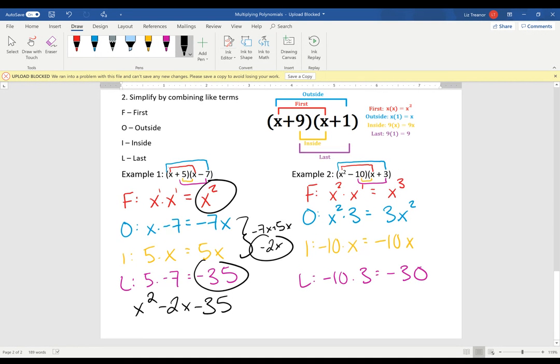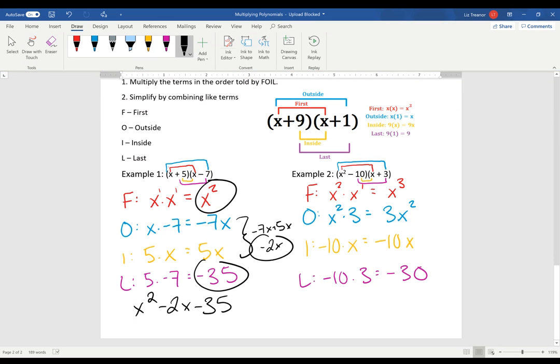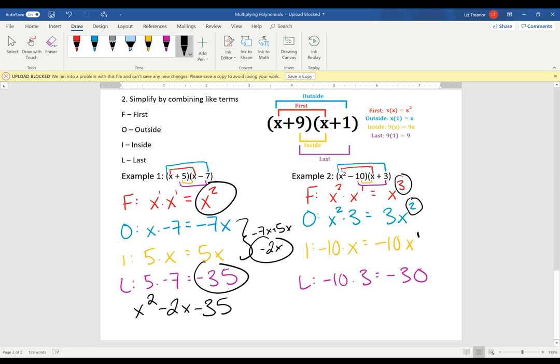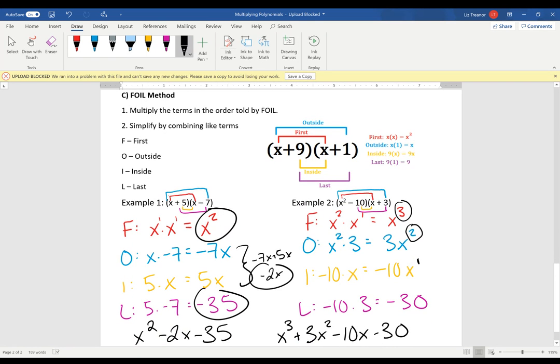And none of these terms are like terms. They do not have the same variable and the same exponent. The first has a 3 as an exponent. The outside has 2. Inside has 1. And L does not have a variable, so they are not like terms, so you're going to just write it as is: x cubed plus 3x squared minus 10x minus 30. And we could check that with our previous answers as well.